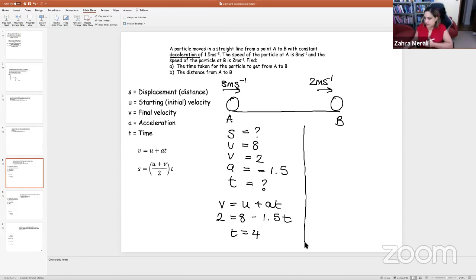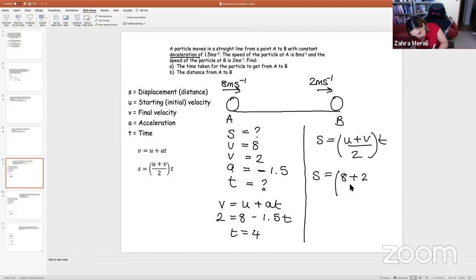So if I want to find my distance from A to B, what am I going to do? I'm going to use the other formula. So S equals U plus V over 2 times T. I'm going to sub in my values. 8 plus 2 over 2 times 4. And I'm going to get 20 meters. So that's using the first 2 types of formulas that you have there.